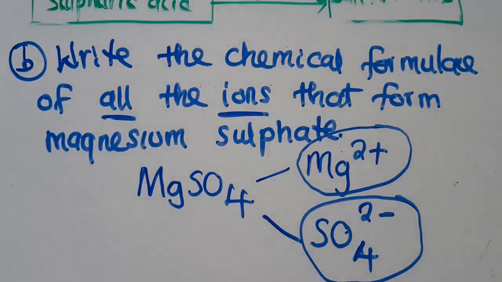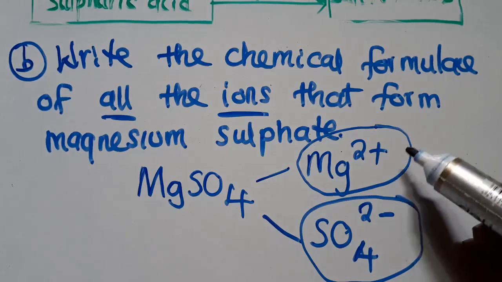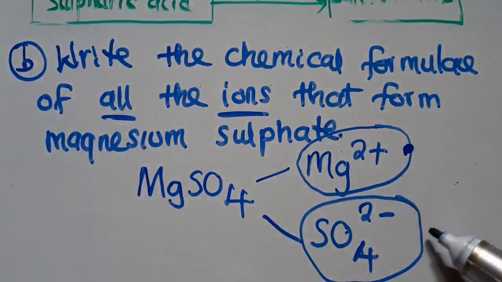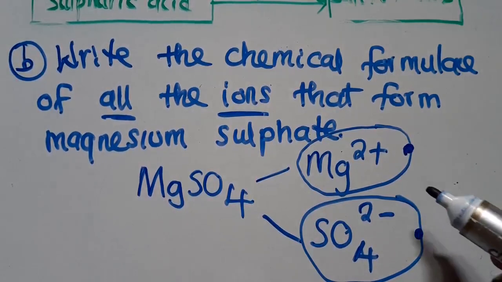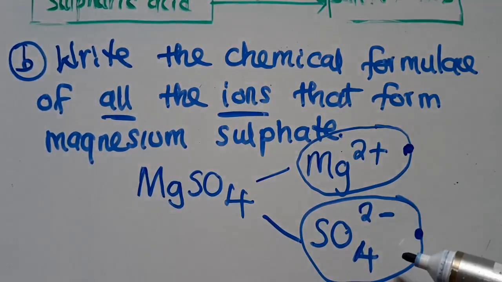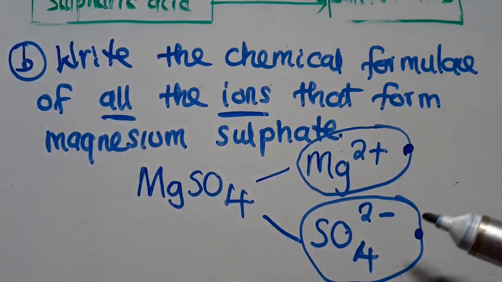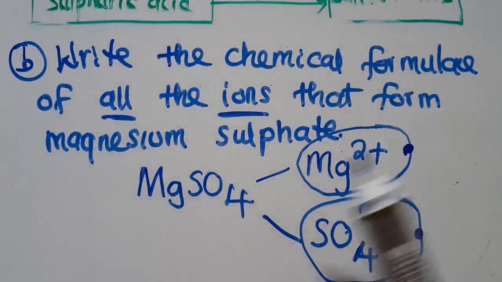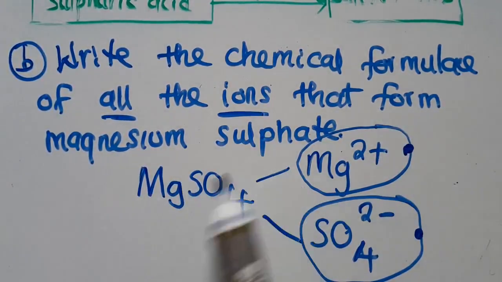Just like this, you are done. You've answered the question. This is what you need to understand. Have you seen the way I've answered this? These are the ions. This is called the magnesium ion, and this is called the sulfate ion. So like this, you've answered the question, which was telling you to write all the ions that form magnesium sulfate.